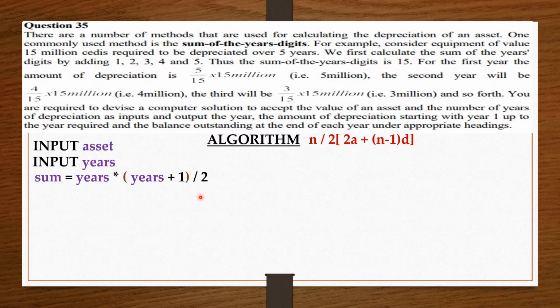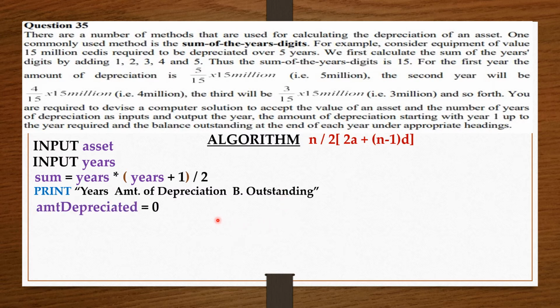Alright, so now I'm going to print the table to output or to display. So I'll say years, amount of depreciation, and then the balance outstanding. So these are 3 columns, one for the years, one for amount of depreciation, and another column for balance outstanding. Then I set the amount depreciated to 0. So I created a variable called amount depreciated. This amount depreciated is going to store the amount that will be depreciated over the years.